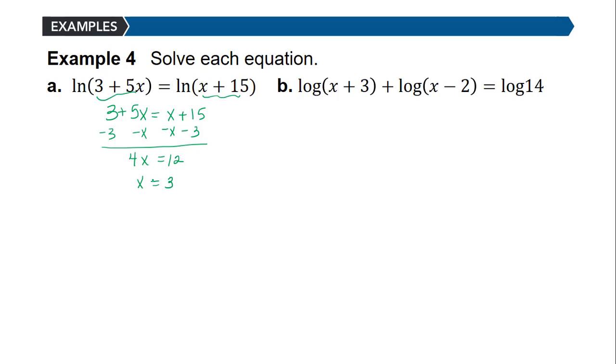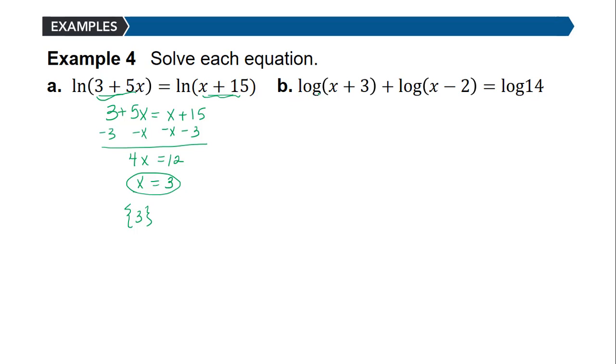Now we need to check, does this value 3 make either of the arguments 0 or negative? And if we replace x with 3, we get 3 plus 15, which is fine, or 3 plus 18, which is okay. So our solution set consists of the value 3.